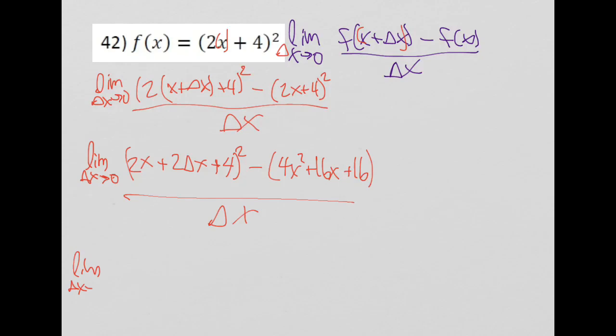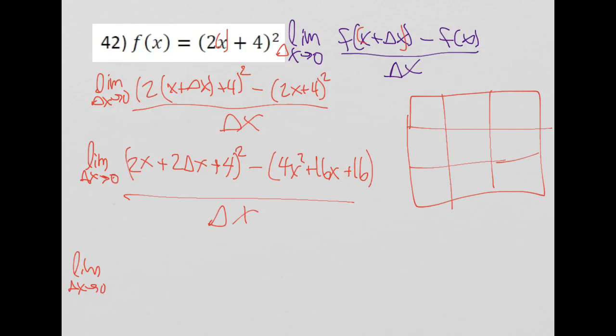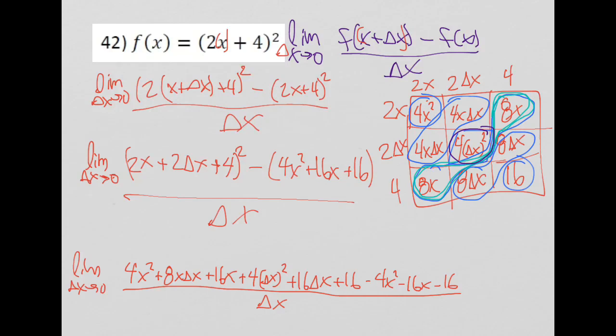Limit as delta x goes to 0. Now I need to square this big old thing. So that big old thing I'm going to do in this multiplication box so you can see where everything comes from. And now let's look at how simple this big messy thing is going to get.